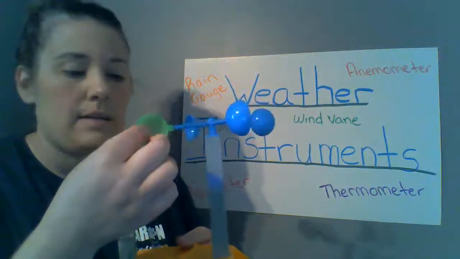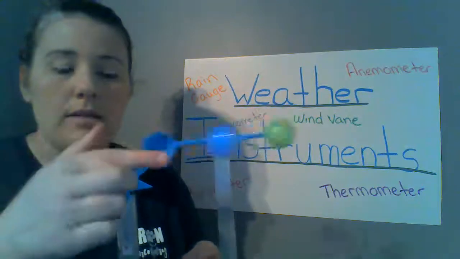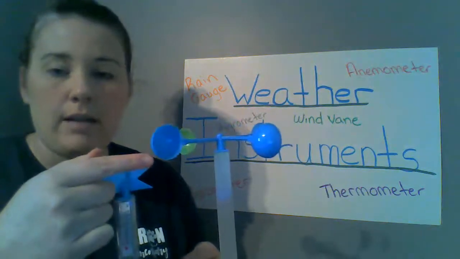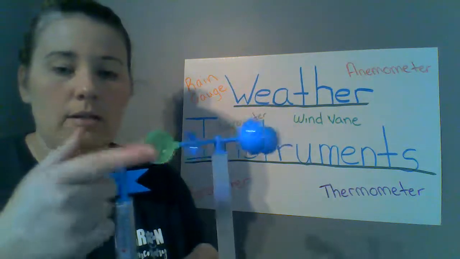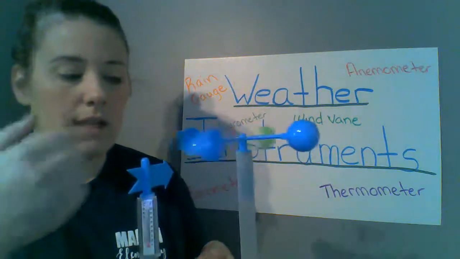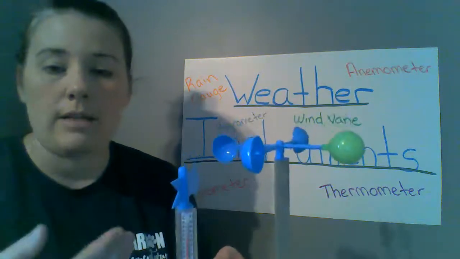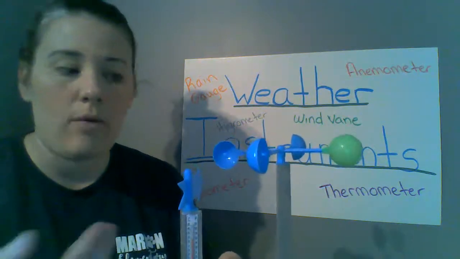And so what happens is when the wind blows, it catches in these cups and it spins this. And it can tell us how fast the wind's blowing. So if it's spinning slowly or if it's spinning really fast, it can give us a number, and the meteorologist can let us know how fast the wind will be blowing for that day or the next day.